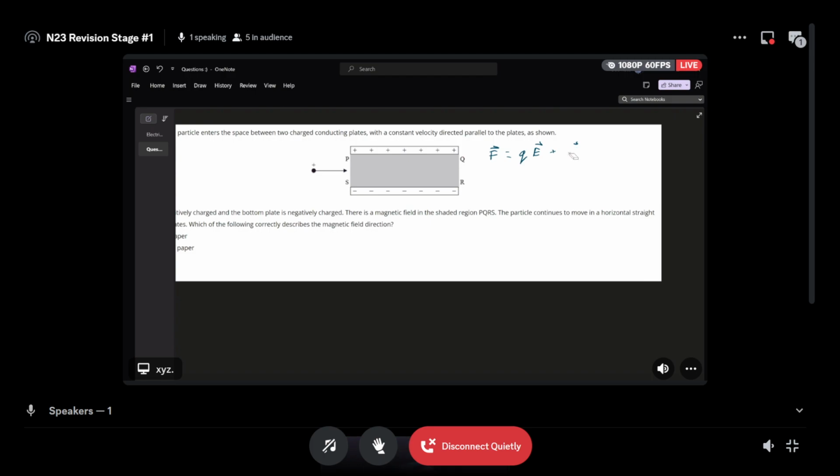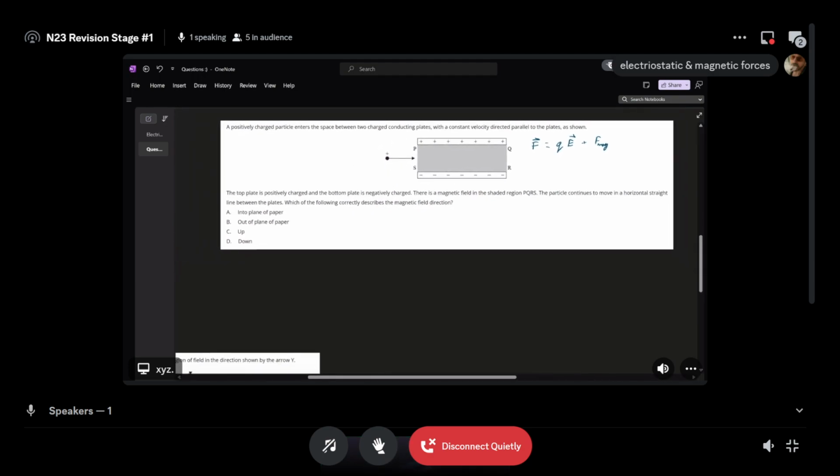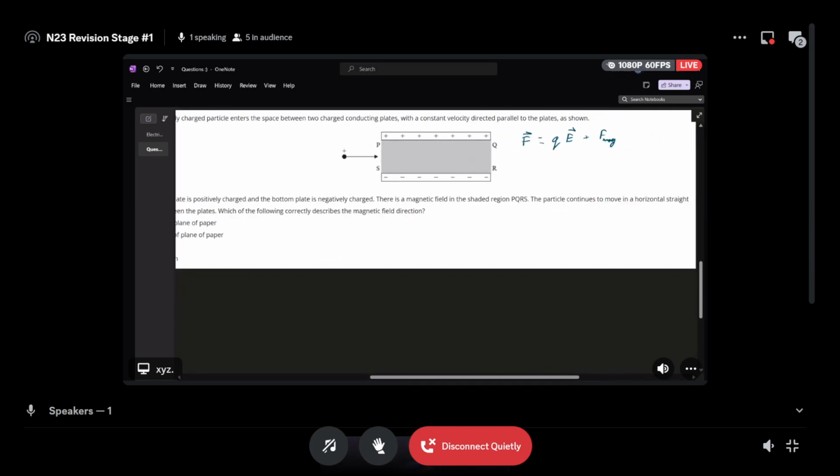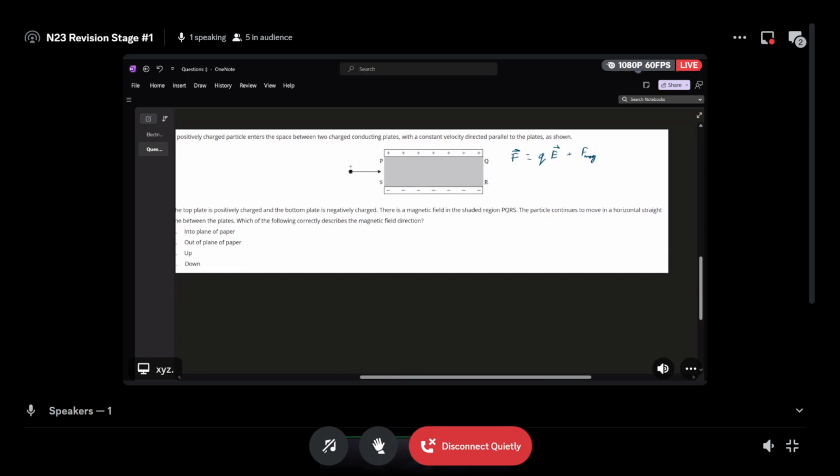Let me just simplify: F electric plus F mag, right? Because of a magnetic field. And in this case, the forces induced by the magnetic field and the electrostatic field here must cancel because the particle is going in a straight line. And if we look at the direction of the electrostatic force, that will tell us about the direction of this.